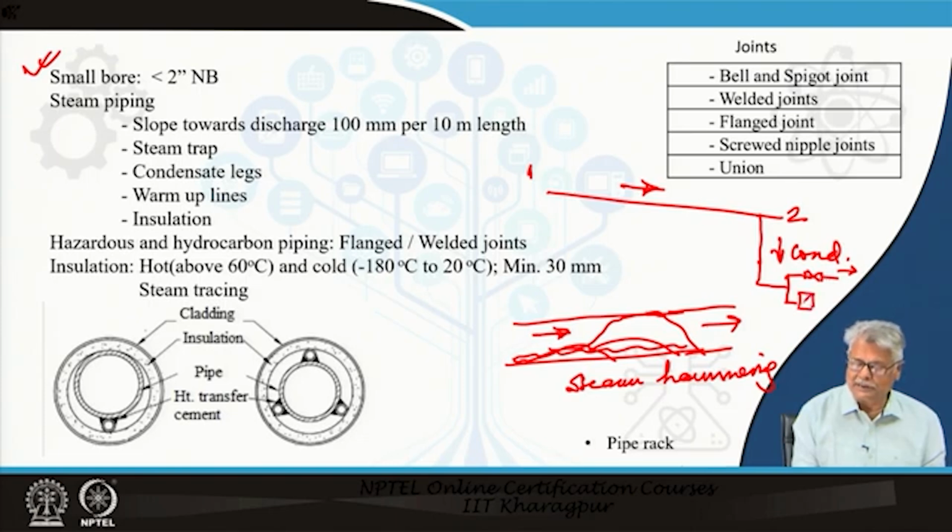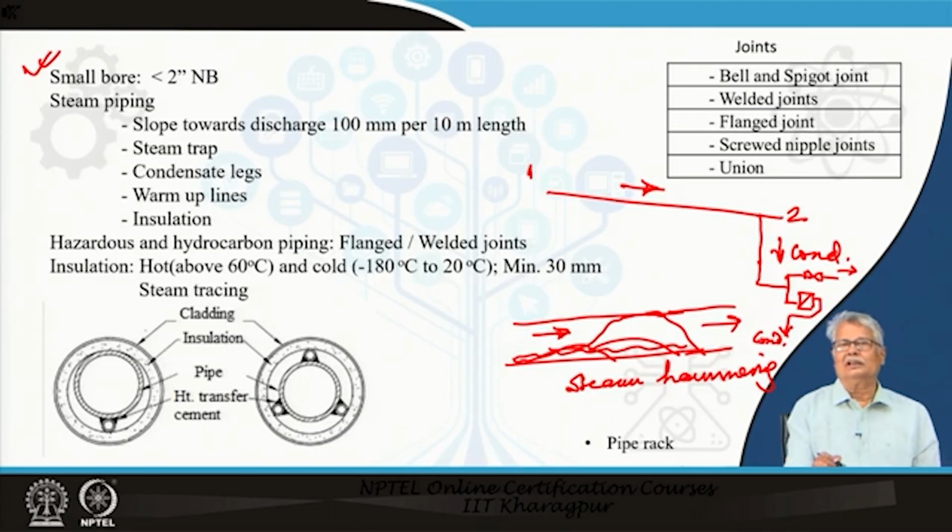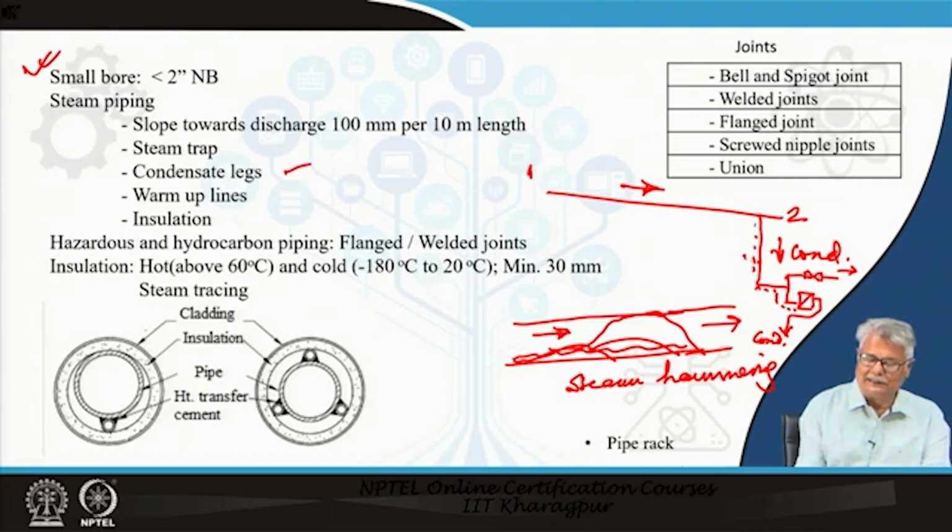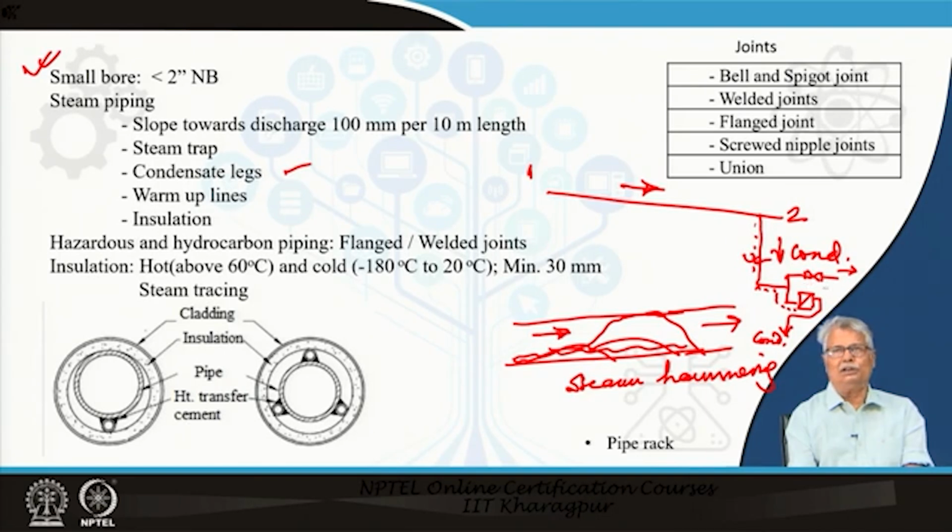And a steam trap is a contraption which allows only the condensate. That means, once this leg gets filled up with condensate, the steam trap opens up, allows the condensate out and automatically shuts. So, a steam trap at the end of the condensate leg. So, this is the condensate leg, along with a manual arrangement to drain out the condensate, is always provided in steam piping. This is very important.